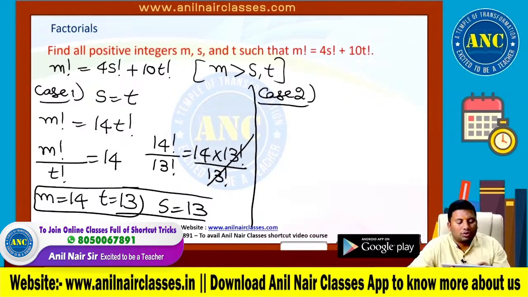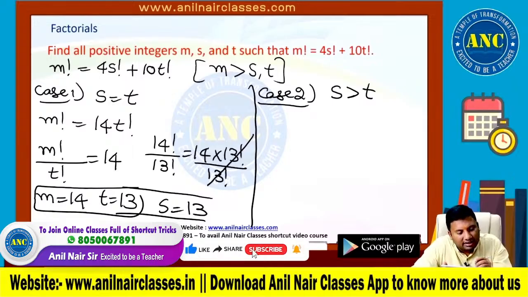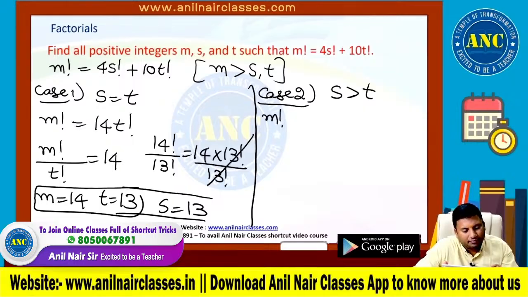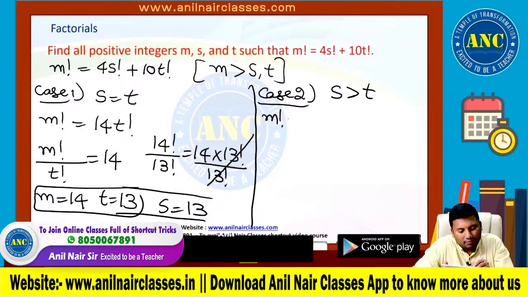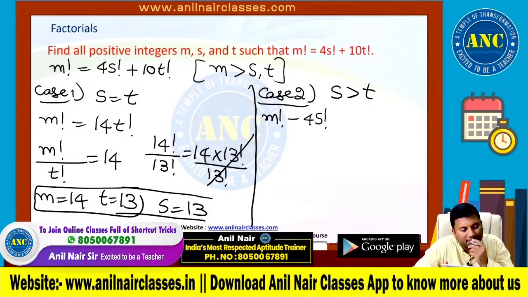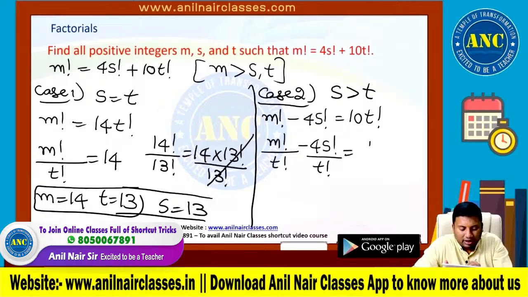Case 2: s is greater than t. I will also tell you why s less than t is incorrect. If s is greater than t, m factorial minus 4s factorial is equivalent to 10t factorial. M factorial by t factorial minus 4s factorial by t factorial is equivalent to 10.